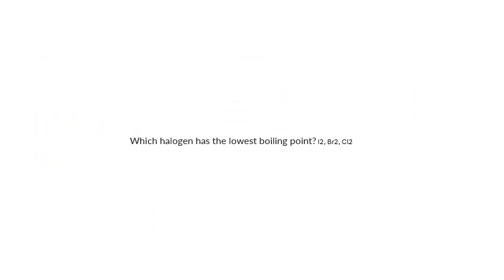Next question is, which halogen has the lowest boiling point? So we have chlorine, bromine, and iodine. What happens when you go down in the group is that the size increases. So for iodine, the polarizability is high, and for this one, polarizability is less.